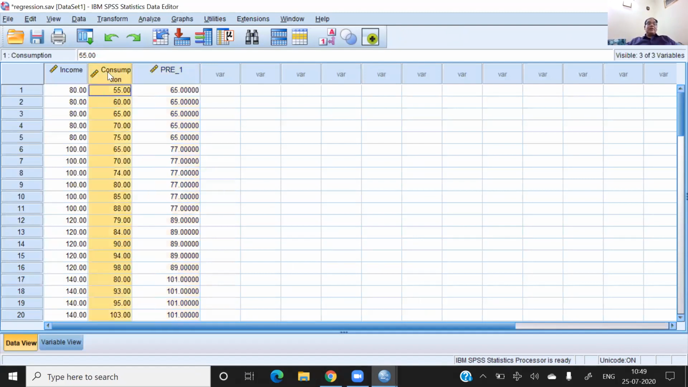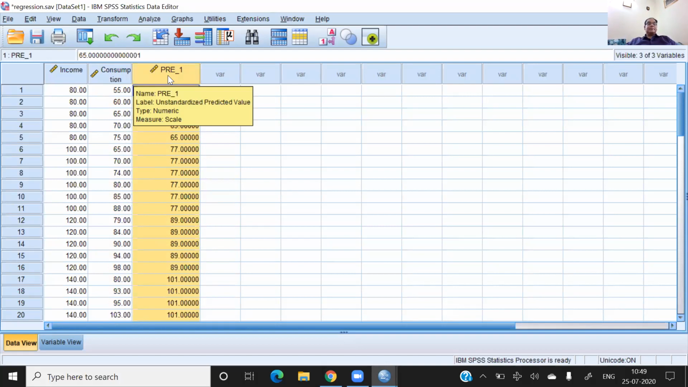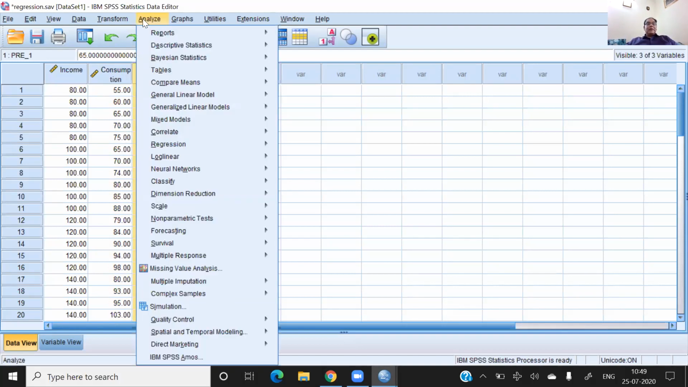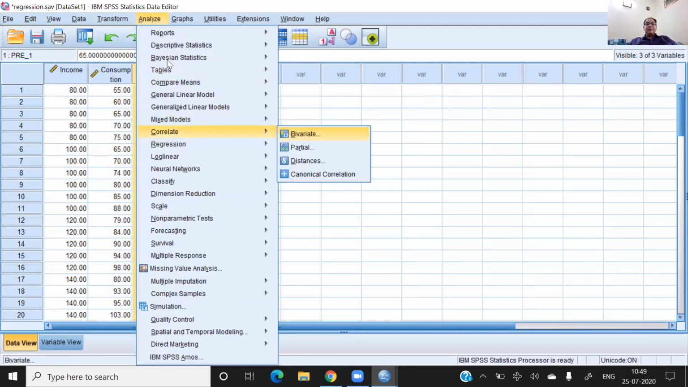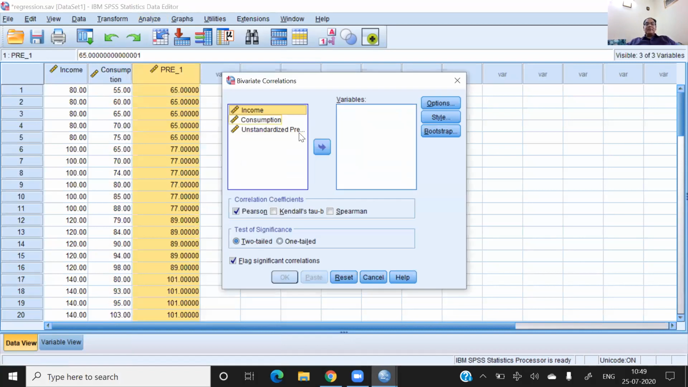So we have the actual value and the predicted value, and I want to see the correlation between the actual value of consumption and the predicted value of consumption. The results say that when the income of the family is 80,000, the consumption should be 65,000. But we are having different consumption for different families, and we want to see the correlation between the actual consumption and the predicted consumption. Now go to Analyze, go to Correlate, Bivariate, and we are having the actual consumption and the predicted consumption.